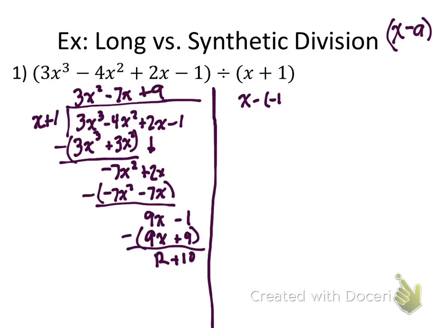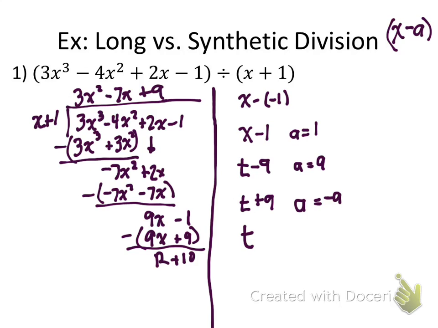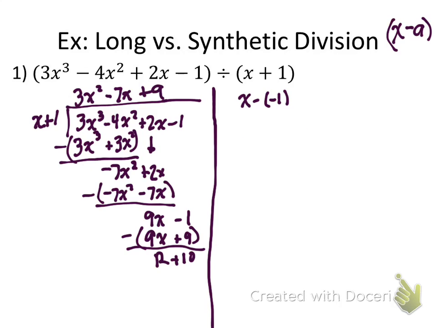But let's pretend for a moment other examples. If it was x minus 1, we know a would be equal to 1. Or let's say it was t minus 9 as your divisor, we know that a would be equal to 9. Or if it said t plus 9, then we know a is equal to negative 9 because t plus 9 is like saying t minus a negative 9. That's just the format it needs to be in, but you should know that before you start working synthetic division. So, we know that a is equal to negative 1.